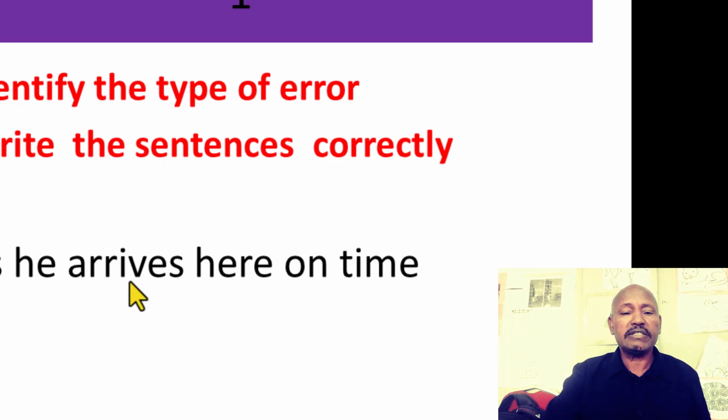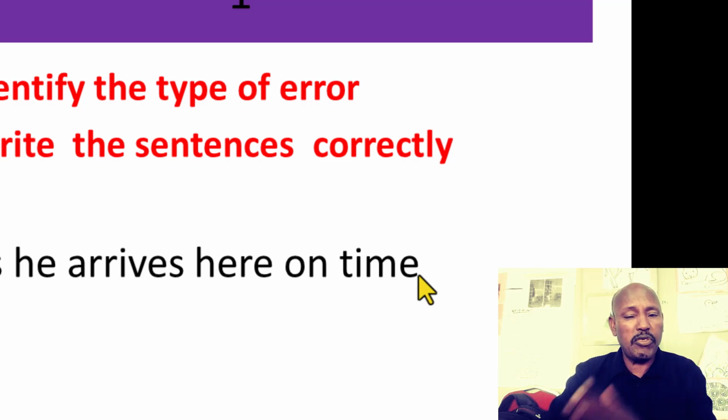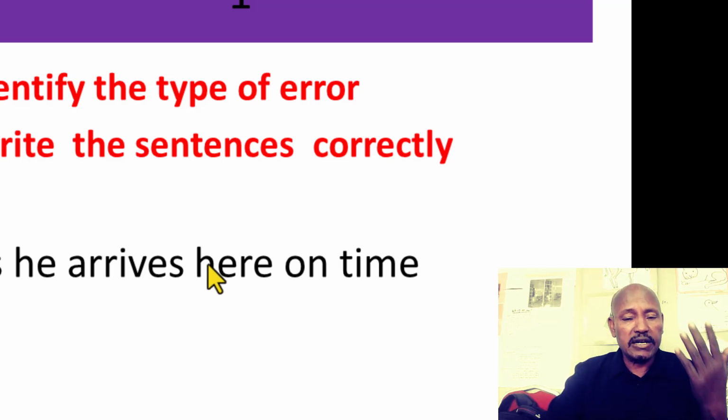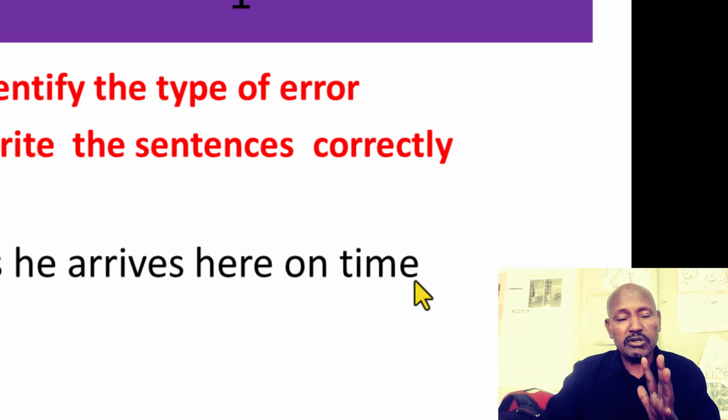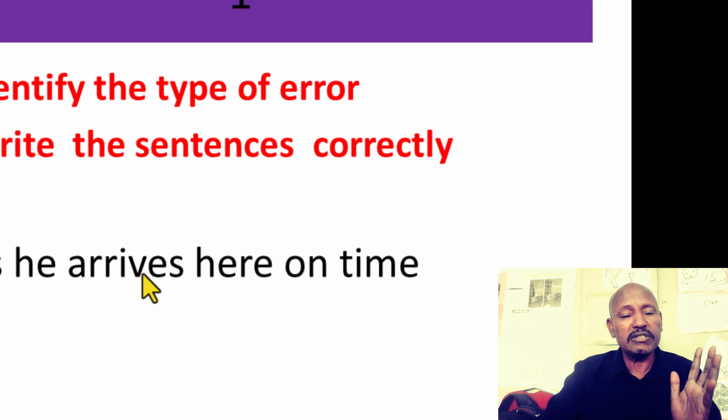As he arrives here on time, I will drive him home. Or 1. I will go with him. 2. As he arrives here on time, we will visit his parents. Or, as he arrives here on time, I will invite him to lunch. These are possible main clauses which complete this dependent clause, please.